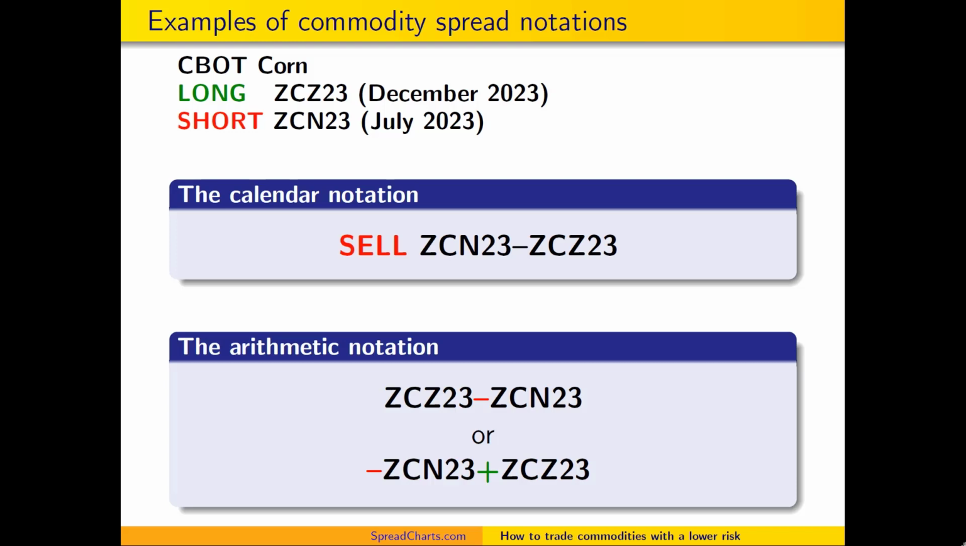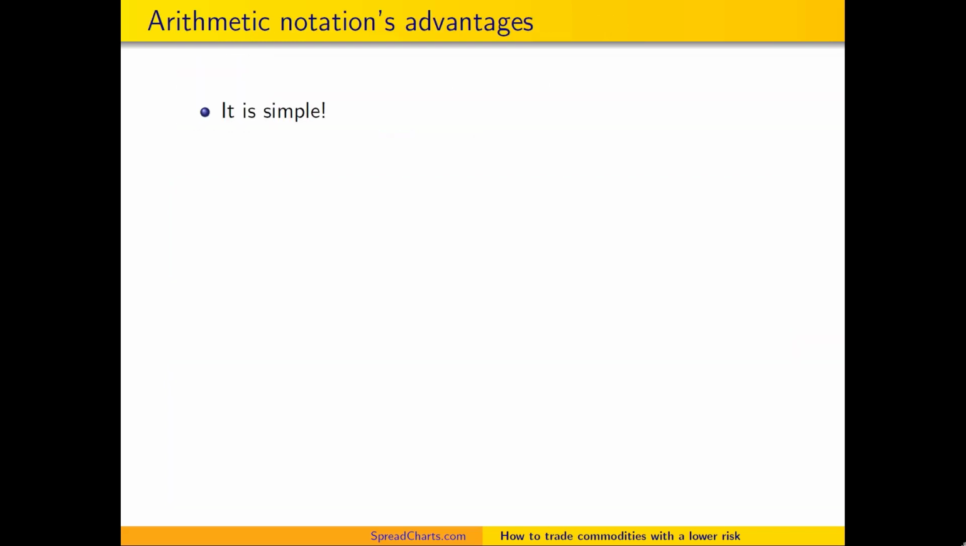I can now disclose that we will always use the arithmetic notation. The spread charts app also work only with it. Why is it better? Well, it's simple. I'm sure you noticed it took me much longer to explain the calendar notation than the arithmetic notation. In fact, I used just one sentence to describe the arithmetic notation. Simplicity always rules. We do not have to bother with the buy or sell prefix. It's all clear immediately from the sign before contracts.